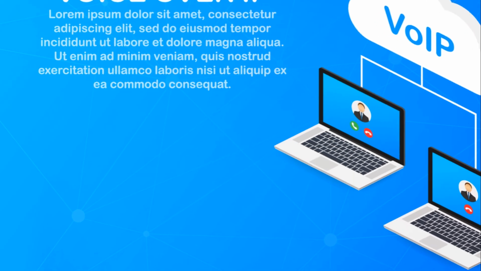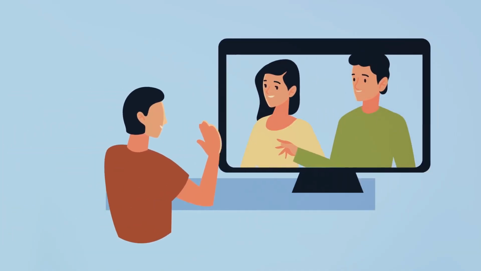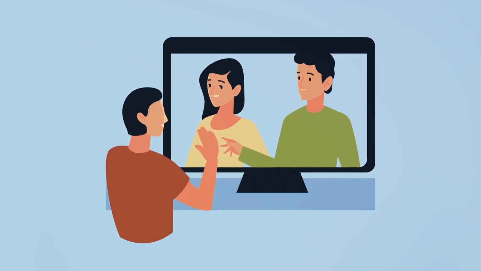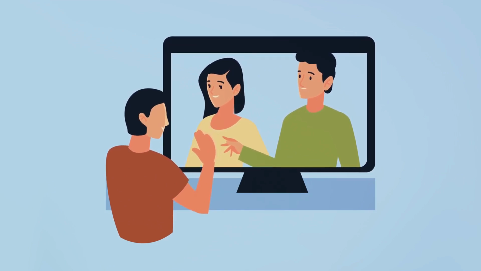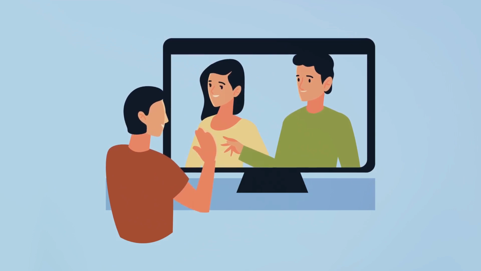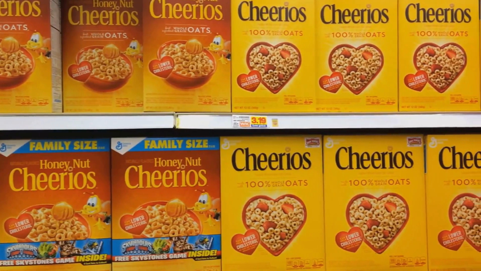Every coin has two sides, and SIP is no exception. On the one hand, SIP, or Session Initiation Protocol, comes with a host of advantages that make it a popular choice in the realm of multimedia communication.